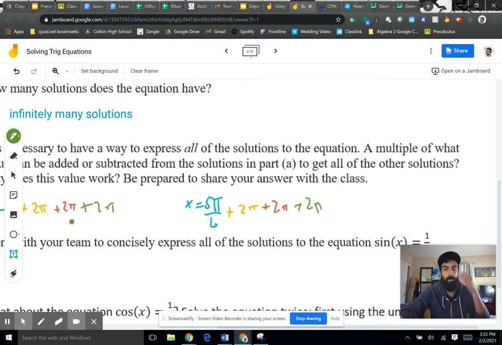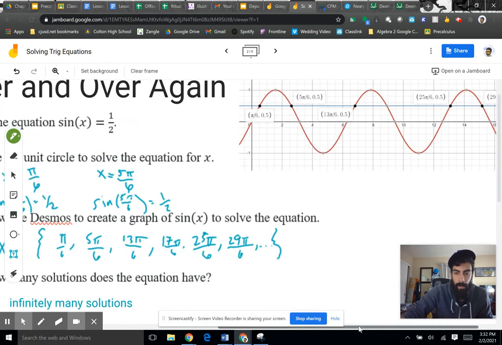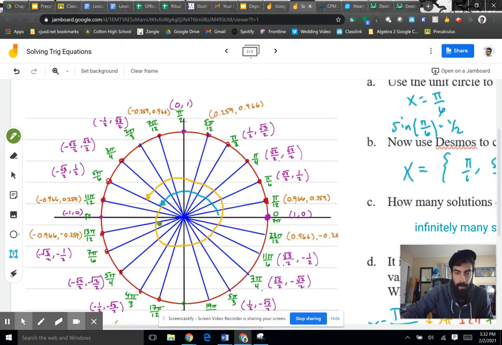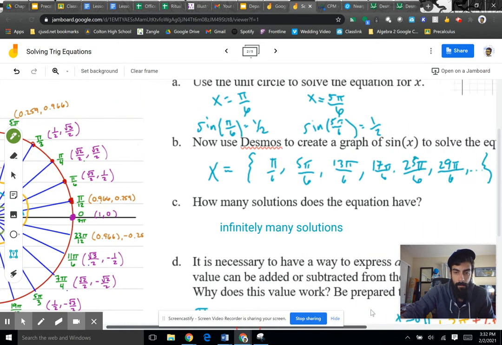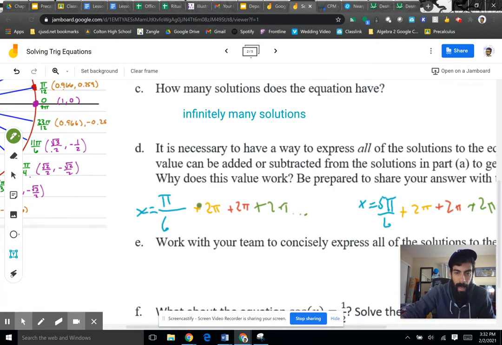So we're just adding 2 pi multiple times. And this is going to continue to get every other solution. Conversely, we could go the other way. If I wanted to find the other solutions in the opposite direction, we could have gone the other way around the unit circle. So I could have gone 5 pi over 6 and then traveled around the unit circle this way. That would have been like subtracting 2 pi. So instead of adding 2 pi, I could have been subtracting 2 pi.